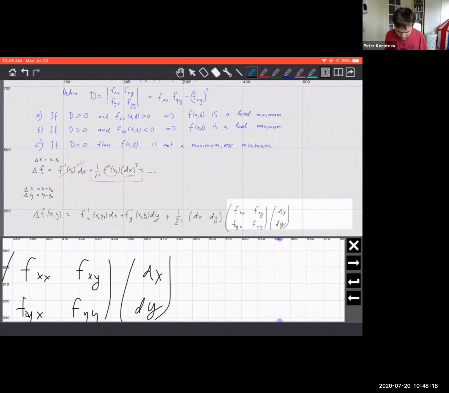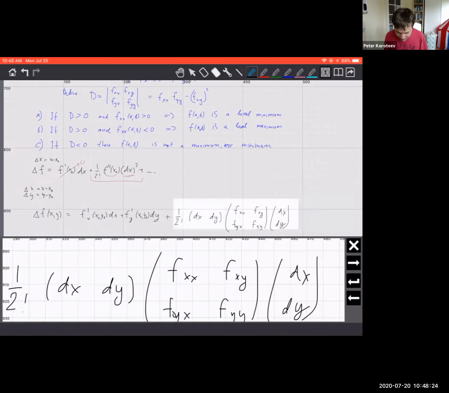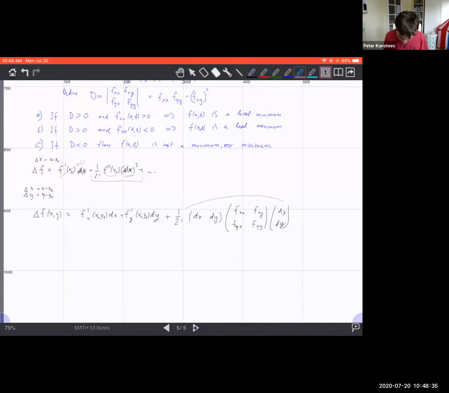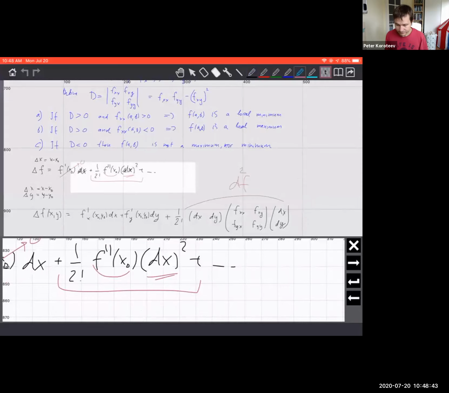Why is this the case? Well, it's a certain calculation that we can do. If we have time in the discussion, I can do it for you. But intuitively, you should think of this as the second differential. It's the analog of this term over here.